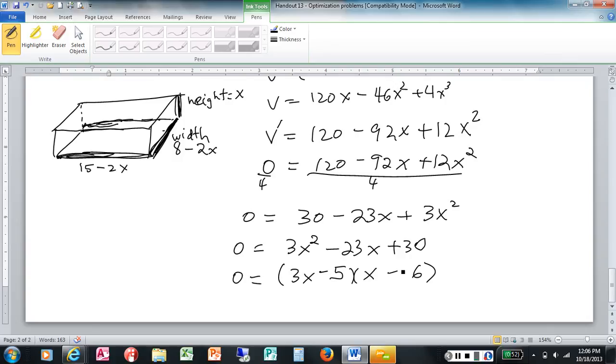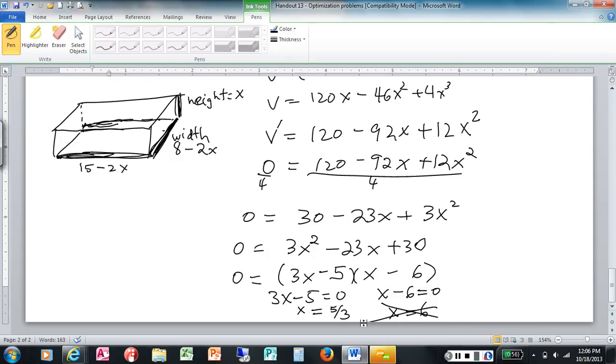All right, so if I set those individually to 0, what do I get? 3x minus 5 equals 0 says x is 5/3. And x minus 6 equals 0, so that would say x is 6. So maybe I have two answers here. Not really. Okay, here's why. If I set x to be 6, it will not work.